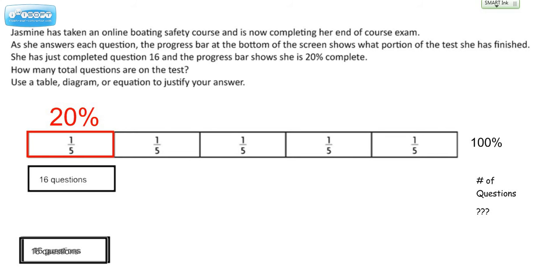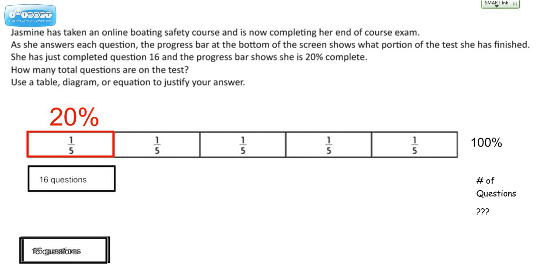Jasmine has taken an online boating safety course and is now completing her end of course exam. As she answers each question, the progress bar at the bottom of the screen shows what portion of the test she has finished. She has just completed question 16 and the progress bar shows she is 20% complete. How many total questions are on the test? Use a table, diagram, or equation to justify your answer.